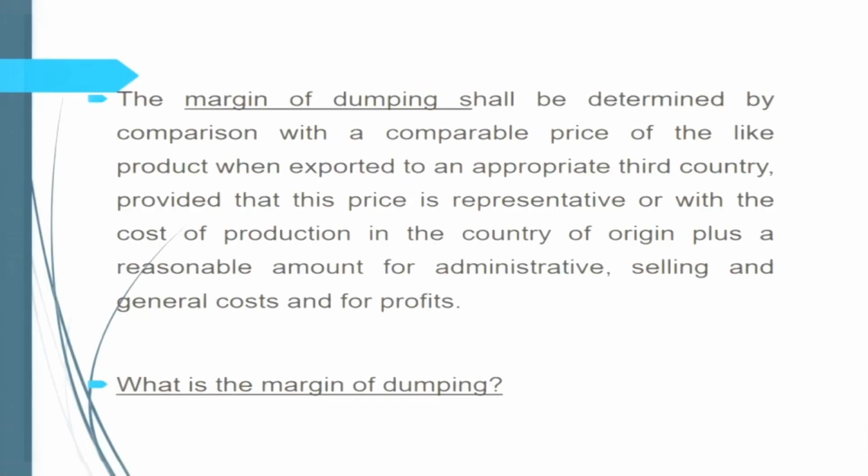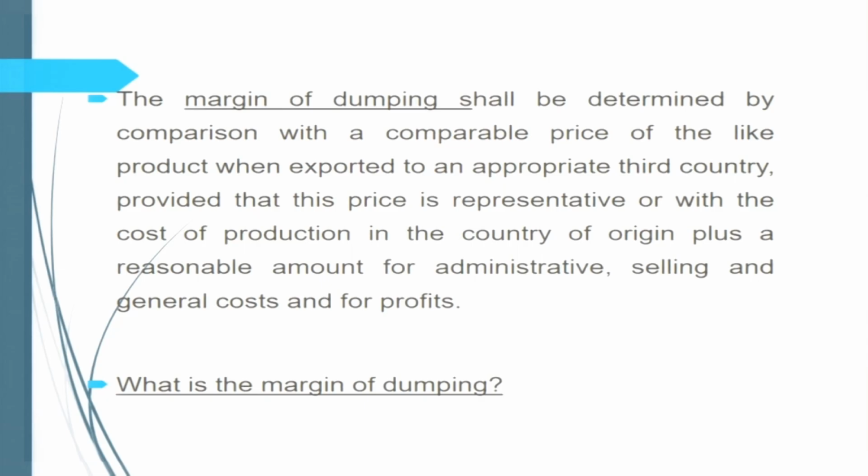So, here you can understand that there has to be a like product being sold in the domestic market or a like product being exported to a third country, which can be used for comparison if we wish to apply the regulations on dumping practices; otherwise we can switch over to the subsidies agreement. The margin of dumping shall be determined by comparison with the comparable price of the like product when exported to an appropriate third country, provided that this price is representative, or with the cost of production in the country of origin plus a reasonable amount for administrative, selling and general costs and for profit.